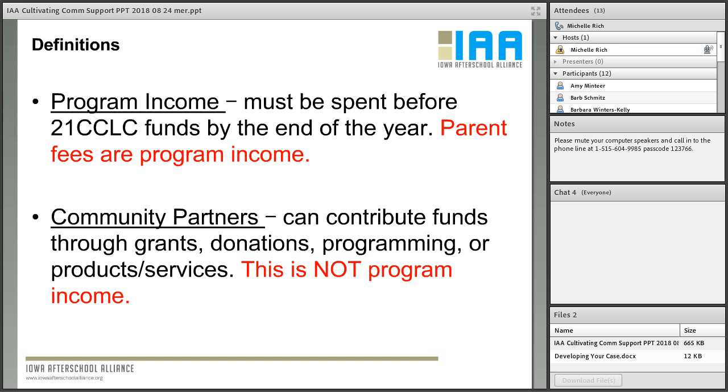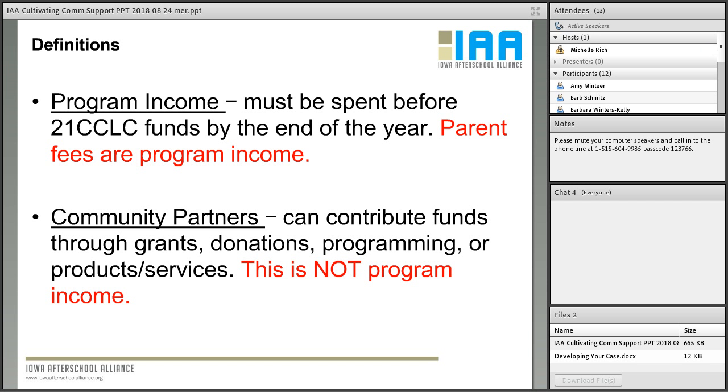First off, parent fees are a source of program income. And the key behind program income is that it must be spent before 21st century funds and by the end of the fiscal year. Community partners, on the other hand, any contributions of funds through grants, donations, programming, or products or services is not program income. So you have a lot more flexibility in the use of these funds.